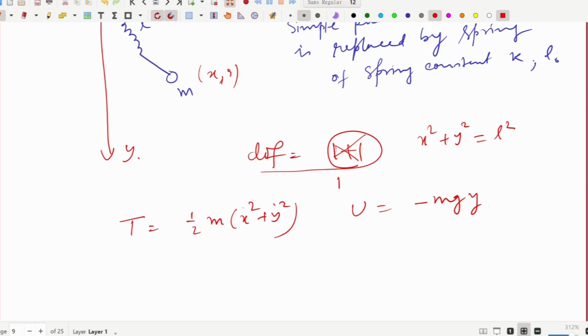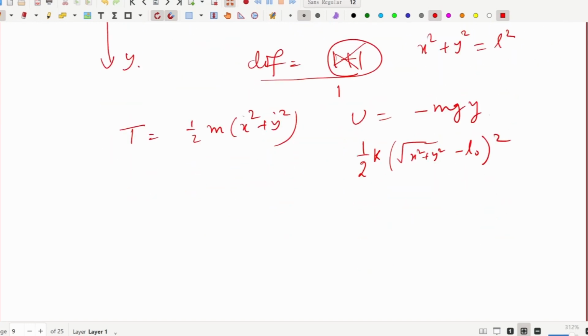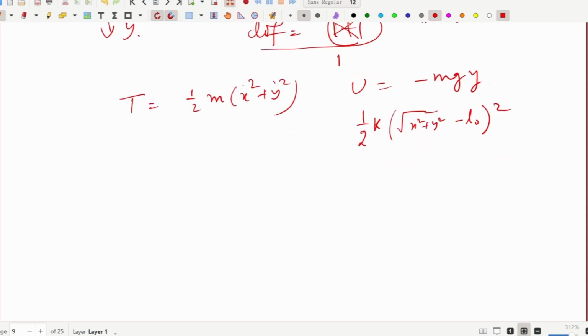But the spring will have some potential energy, which is half k times root over x square plus y square minus L naught, whole square. So this will be there as a spring potential energy. So you can again eliminate the constraint and find the Lagrangian. So the Lagrangian you can find.